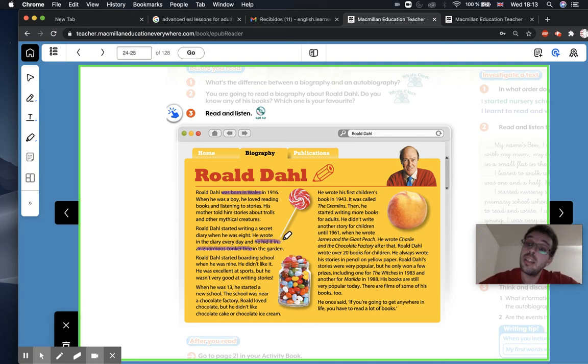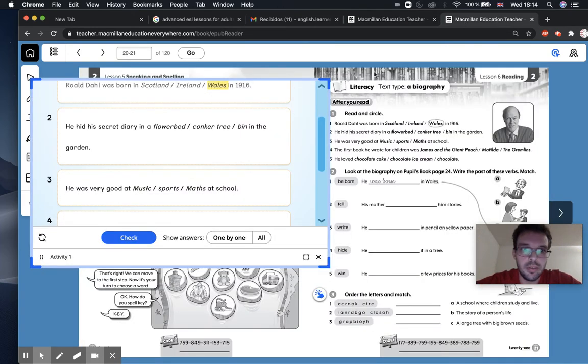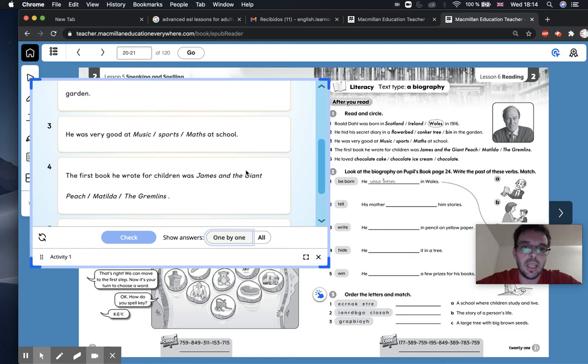Si quieres también puedes subrayar las respuestas en el texto. Así puedes mirar bien las respuestas. So, he hid his secret diary in the answer is conker tree. So we circle conker tree. Okay, next question. He was very good at music, sports, or maths at school.